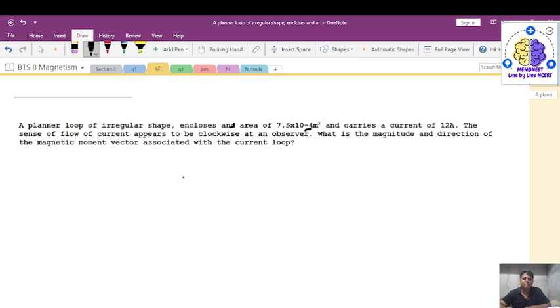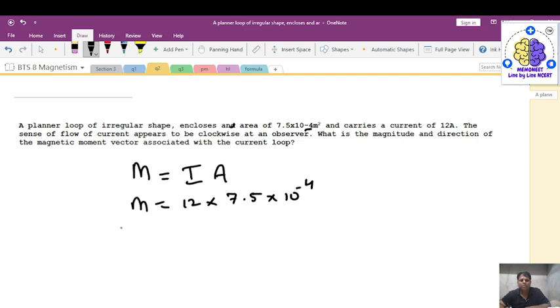So it is easy. It's directly formula based. They are asking you the value of M. So M is equal to I into A. First, we are calculating the magnitude. So M will be equal to I, which they have given to us as 12 ampere, and A is given as 7.5 into 10 to the power of minus 4 meter square. Multiplying this, we get our dipole moment as 9 into 10 to the power of minus 3 ampere meter square, right?